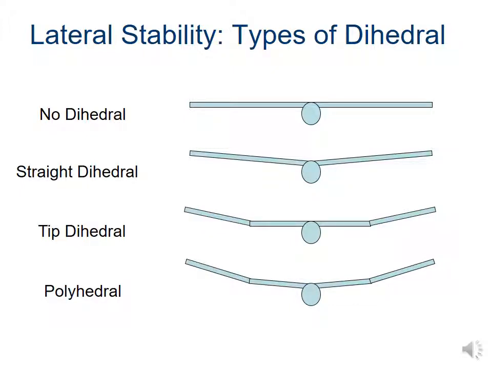Dihedral wings are the number one way to stabilize a plane in roll. You can have different types, including no dihedral or a flat wing, straight dihedral where the entire wing is angled, tip dihedral where only part of the wing is angled up, or polyhedral where there are multiple angles on the wing.